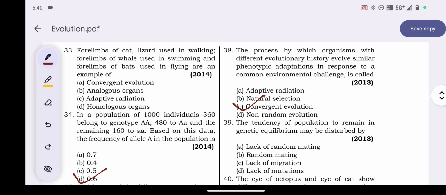Question number 39. The tendency of population to remain in genetic equilibrium may be disturbed by lack of random mating, lack of migration, lack of mutation. Here the answer will be option A, lack of random mating. Explanation. The mathematical basis for genetic equilibrium is provided by Hardy-Weinberg principle. Mutation, natural selection, non-random mating, genetic drift and gene flow are among forces that can disrupt the Hardy-Weinberg equilibrium. So option number A is your answer.